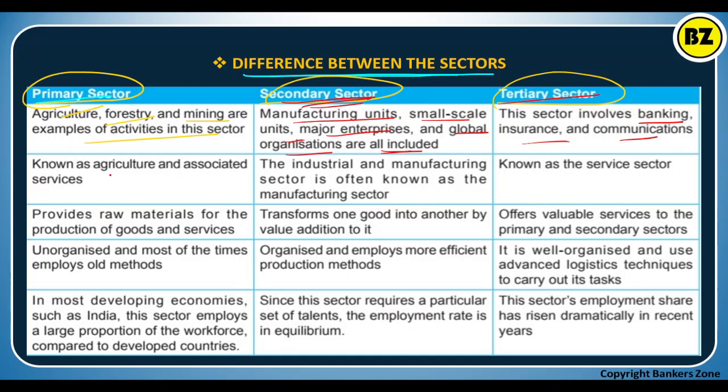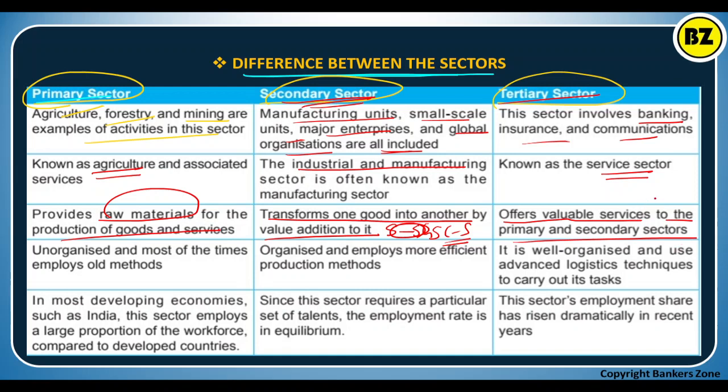The primary sector is also called the agriculture sector. Secondary is also called the industrial and manufacturing sector, and tertiary is also called the service sector. Primary provides raw material for the production of goods, whereas secondary transforms those goods into another value. For example, sugar cane to sugar, right? And tertiary offers valuable services to the primary and secondary sectors. For example, services means banking plus insurance, you can remember.